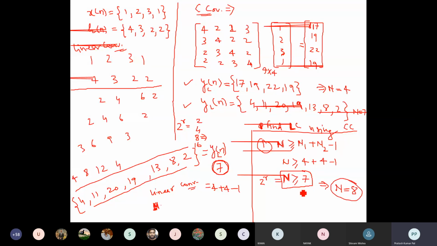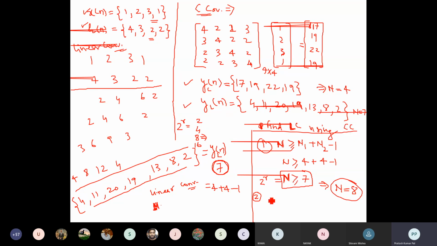Once we have assumed the N value as 8, the second step is that both sequences, x of n and h of n, should be made equal to this N length. Here the length of the sequences is 4, but 4 will not work. We will make these sequences length 8, so that we will find the circular convolution and get the linear convolution result.